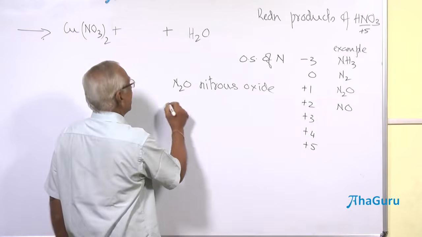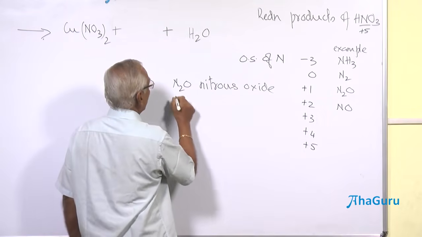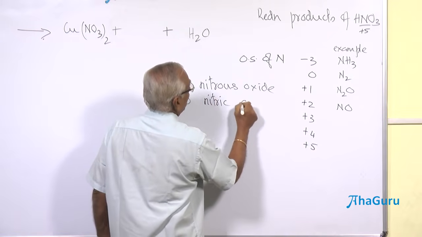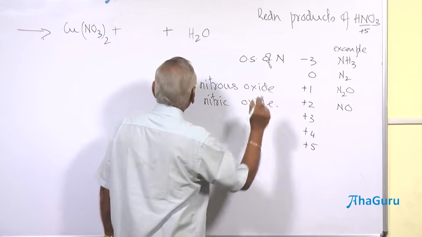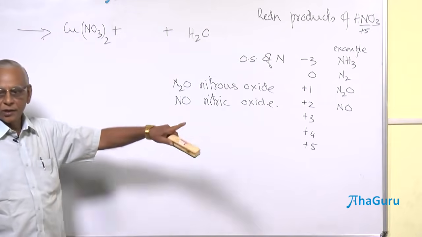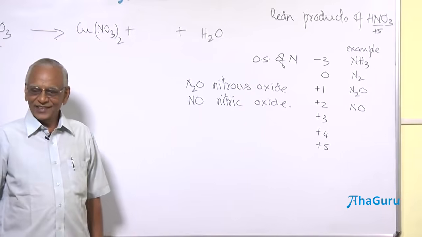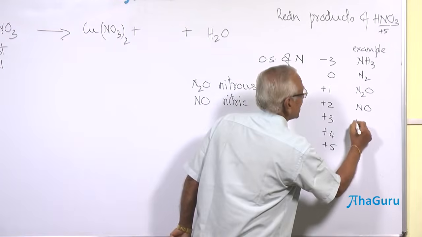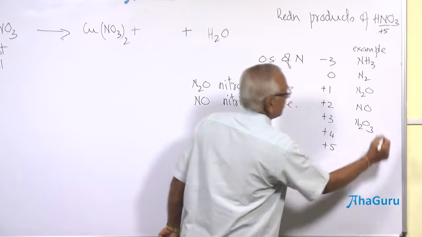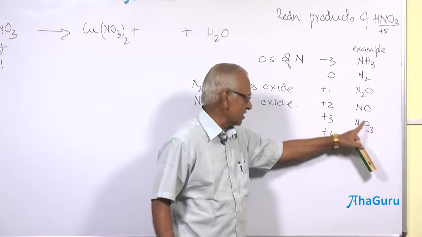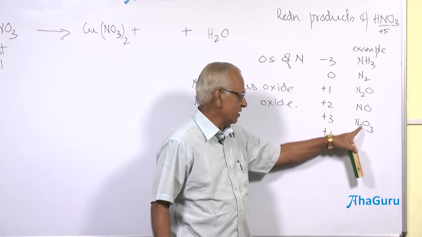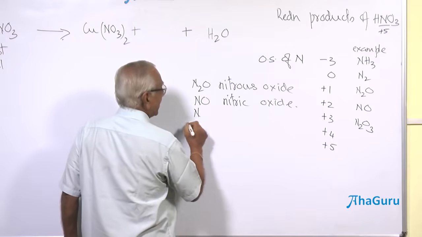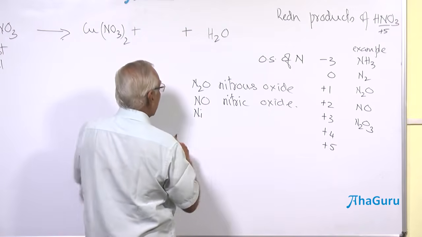This is called nitric oxide. NO is called nitric oxide. Do not read this as 'no'. NO is nitric oxide. Plus 3 oxidation state, N2O3. You see here, the oxidation state of nitrogen is 3 and this is going to be 2. This is called dinitrogen trioxide or simply N2O3.